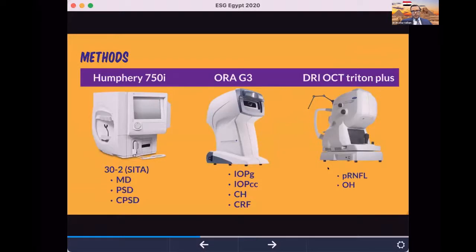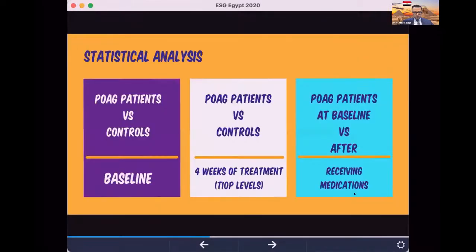Spectral domain OCT was used to document baseline peripapillary nerve fiber layer and optic nerve analysis. The statistical analysis of our data involved comparison of glaucoma patients with controls at baseline and after 4 weeks of receiving treatment and reaching the target IOP levels, then comparing glaucoma patients before and after treatment.